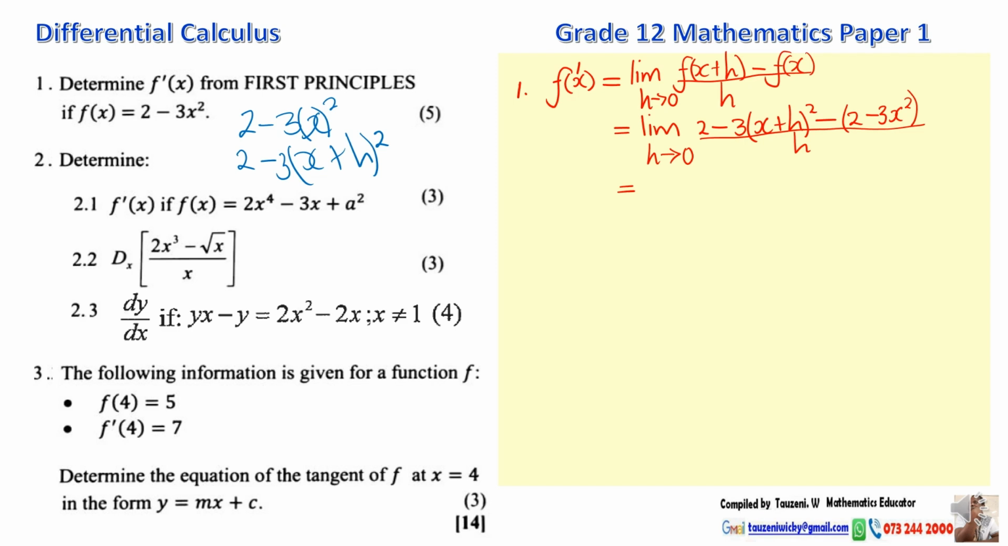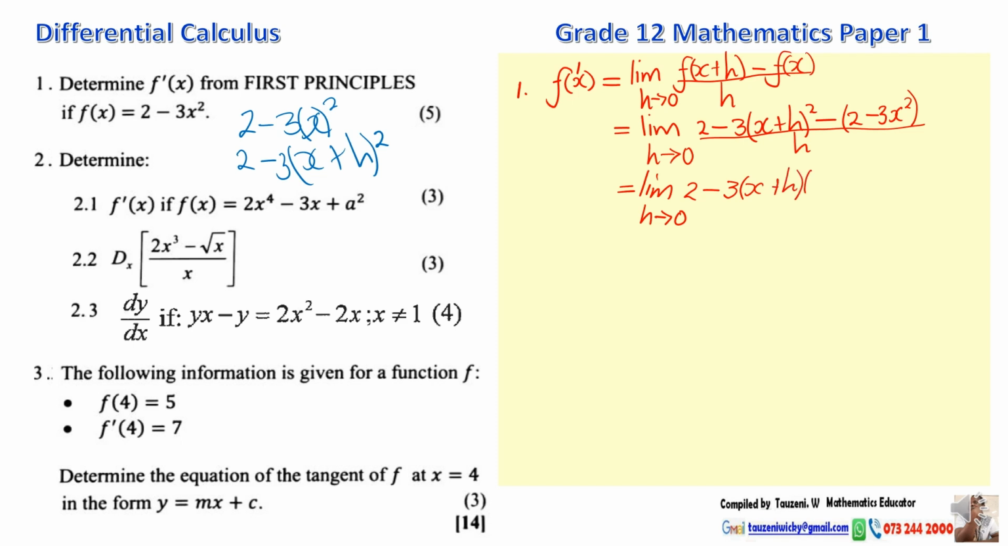The word limit and h approaches 0 must be written. That is part of the notation. Without them, this expression will mean something different. Now, important: most of the time when we have an expression with a negative sign, a number of learners get it wrong because of that negative.